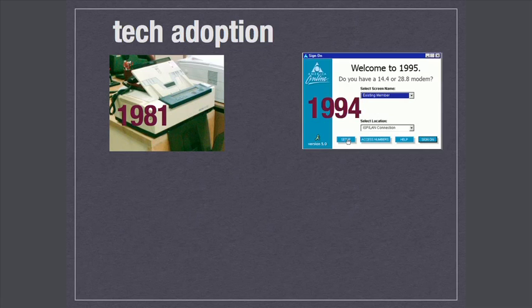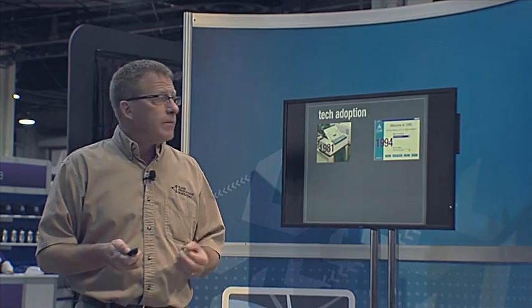So let's look at that historically as a tool. Somewhere around 1981, most companies decided they needed a fax machine. The day before that, they didn't need a fax machine. Somewhere around 1994, 95, they decided that they needed an email address. And they didn't need it the day before, but to do business, you needed email.